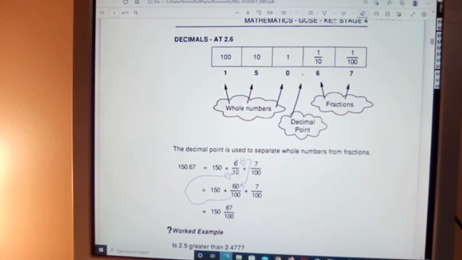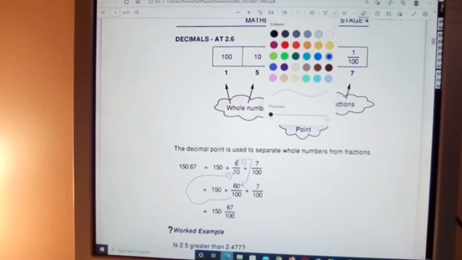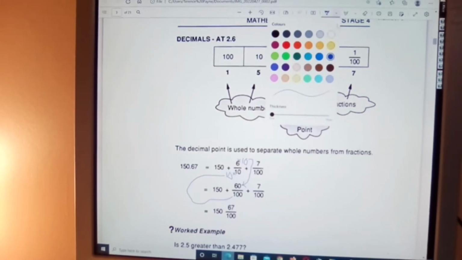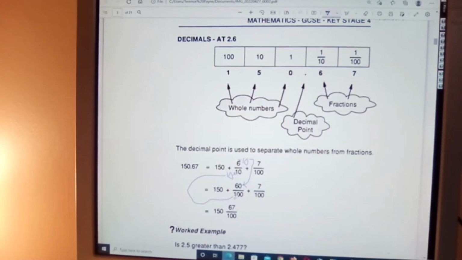Okay, let me go back to my marker again. And now can we change the same marker? Okay, right here.